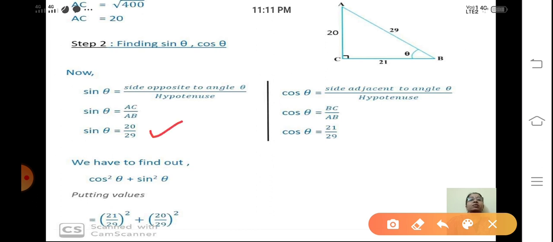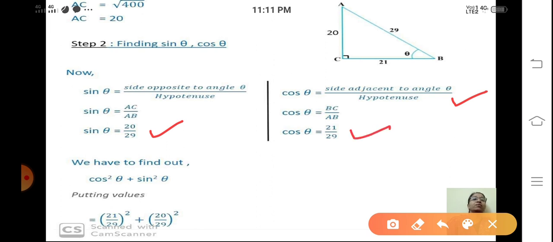So therefore write the value. Sin theta is equal to length AC is 20 and AB is 29. Okay, now come to right hand side here. Apply the definition of cos ratio. Cos theta is adjacent side upon hypotenuse. So cos theta is equal to BC upon AB. Length BC is 21 and AB is 29.